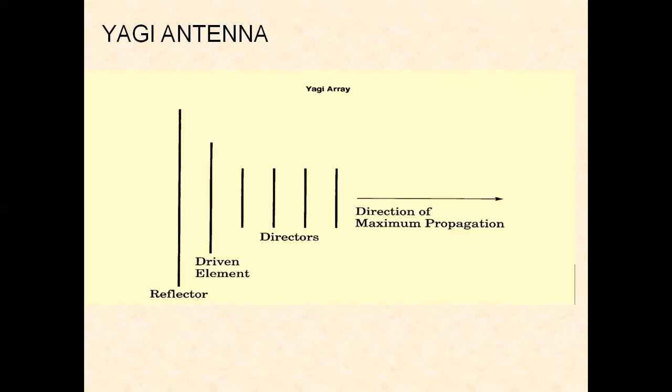A parasitic element lengthened by 5% with respect to the driven element acts as a reflector, and one shortened by 5% acts as a director. A reflector makes the radiation maximum in the perpendicular direction from the parasitic element towards the driven element, and the director helps in making maximum radiation in the perpendicular direction from the driven element to the parasitic element. A properly designed parasitic array can provide a large front to back ratio.